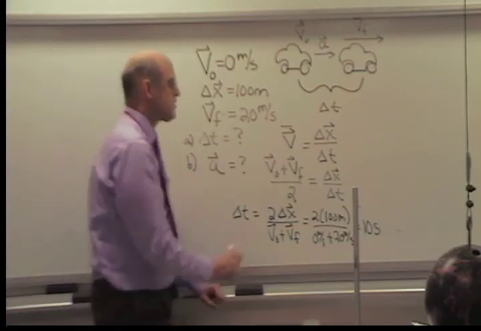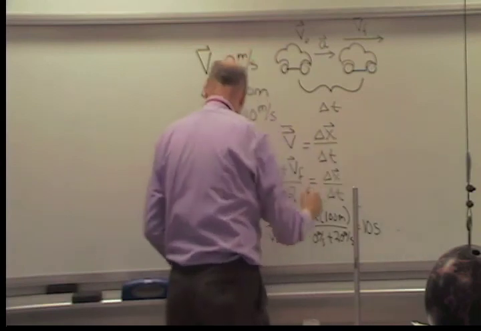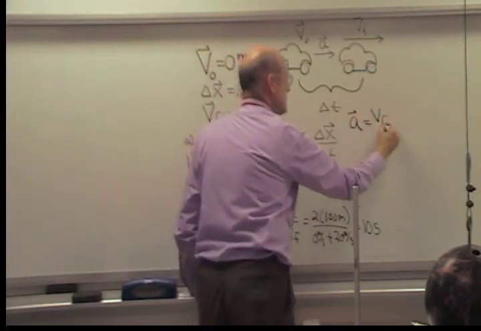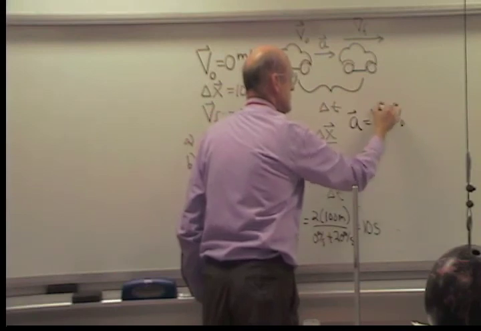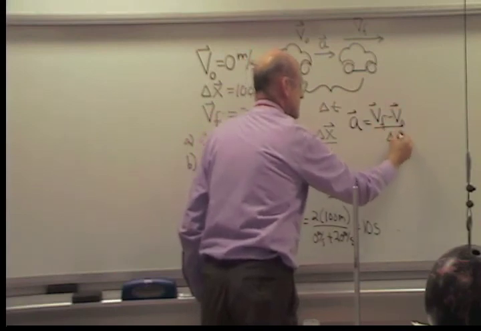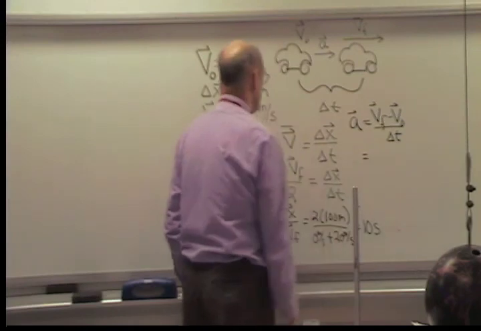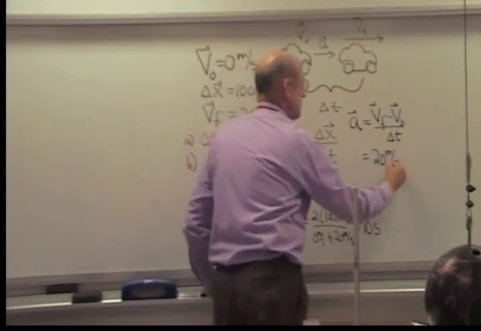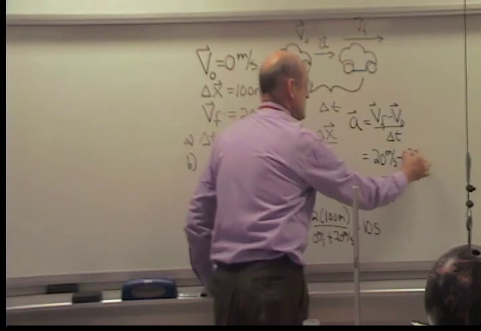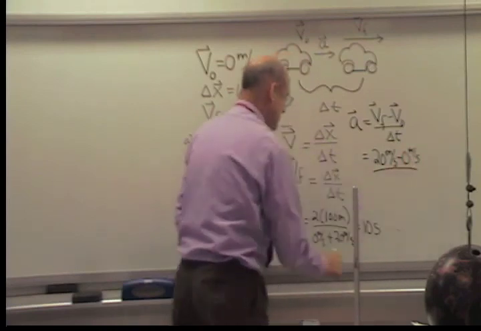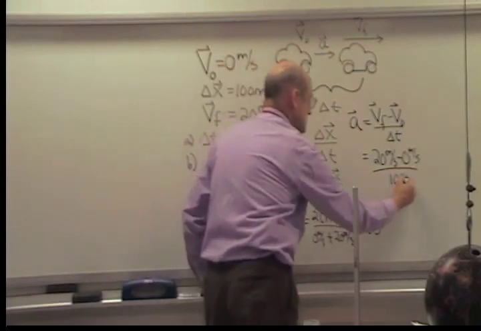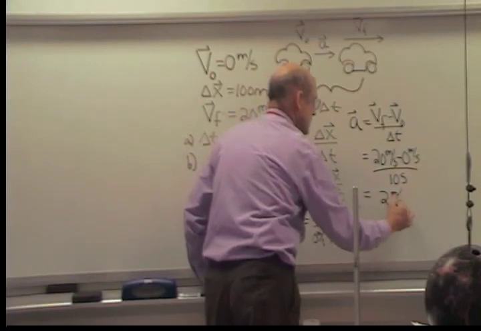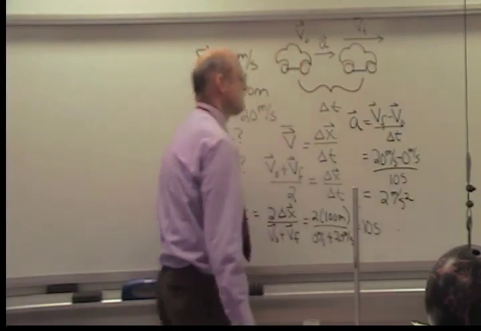All right, now let's find the acceleration. Well, the acceleration can be easily found using the equation, final velocity minus original velocity divided by time. So we have 20 meters per second minus 0 meters per second divided by the time, 10 seconds, and we get 2 meters per second squared. So there you go.